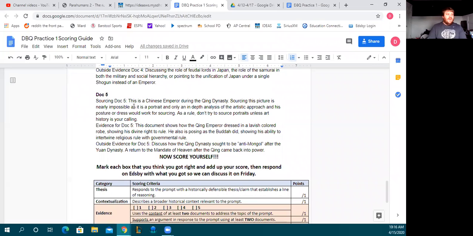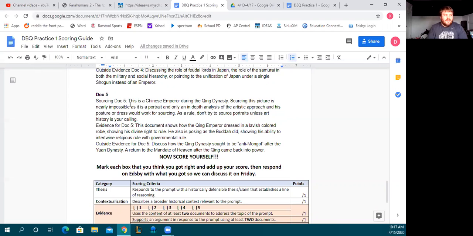For document 5, sourcing this document. This is a Chinese emperor during the Qing dynasty. Sourcing this picture is nearly impossible, as it's a portrait and only an in-depth analysis of this artistic approach and his posture or dress would work for sourcing. As a rule, don't try to source portraits unless art history is your calling. There's no way you're going to get the point for this unless you really can break down the actual art, not just the person, but the art, and that's tough, right?